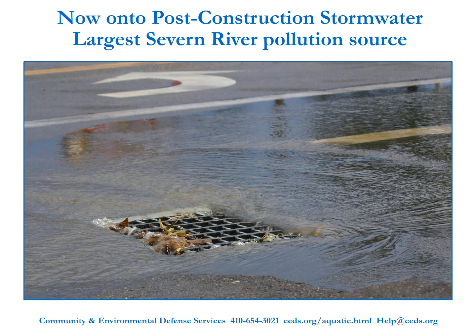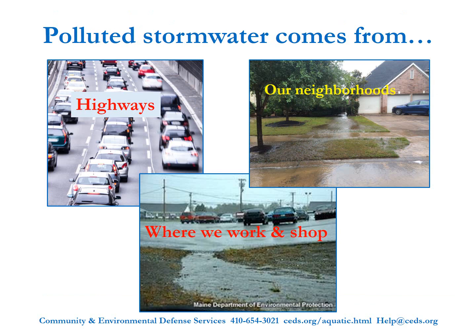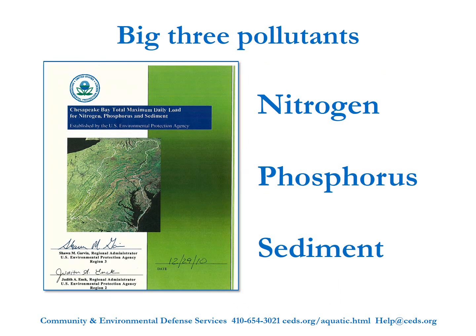Okay, let's begin again. Now we're going to talk about post-construction stormwater, and that's the largest source of pollution for the Severn River, and frankly most other suburban urban waters in the U.S. The polluted stormwater comes from highways, the neighborhoods we live in, both our lawns and our homes and our driveways and the streets they're located on, as well as where we work and shop. These are the three big pollutants for the Chesapeake Bay: nitrogen, phosphorus, and sediment. They're also the three big pollutants for the Severn River and most other suburban urban waterways.